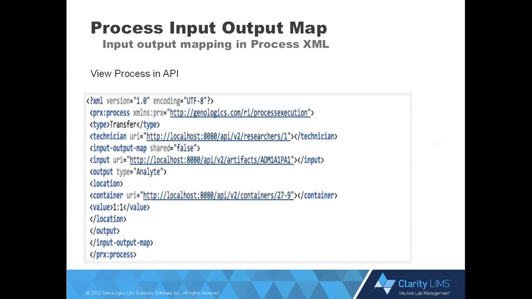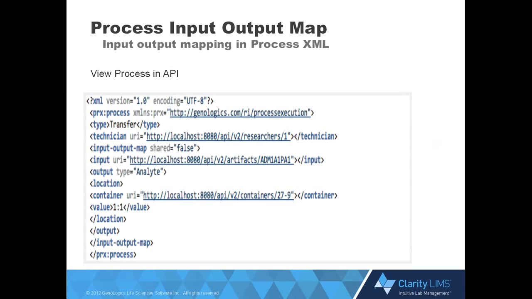And if we look at the body of this XML, we see that the majority of it is made up by this section which is the input-output map. So we've got a little bit of stuff at the top. If we'd had user-defined fields, they would be defined at the end of the XML, but the bulk of this is going to be these input-output maps.